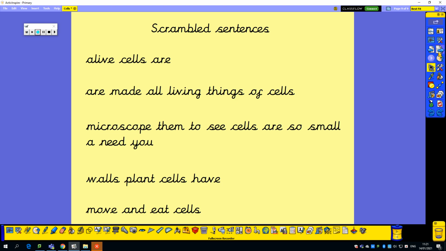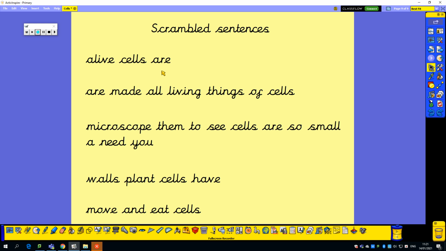So now we've done some learning about cells, you're going to try and use that new knowledge to help you unscramble these sentences to make them make sense. So you're going to rewrite the sentence in an order that makes sense. So you don't need to add any words, you don't need to take any words away. You just need to move the words around into an order that makes the sentence make sense.